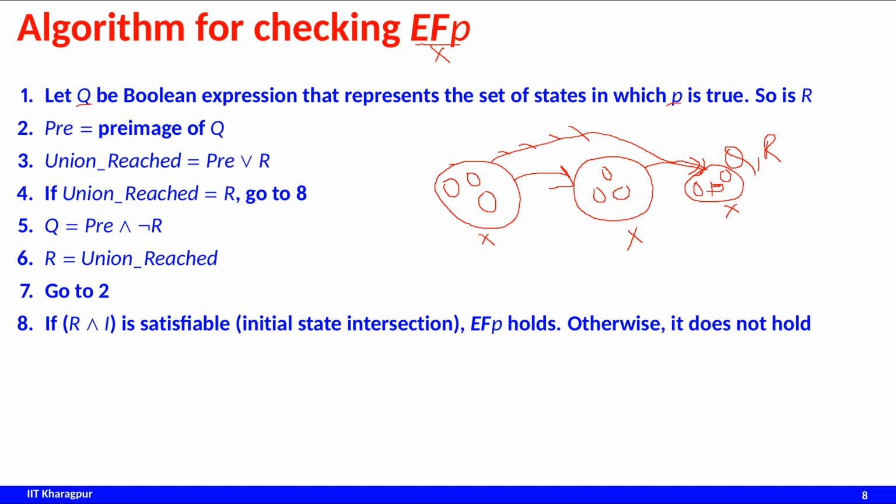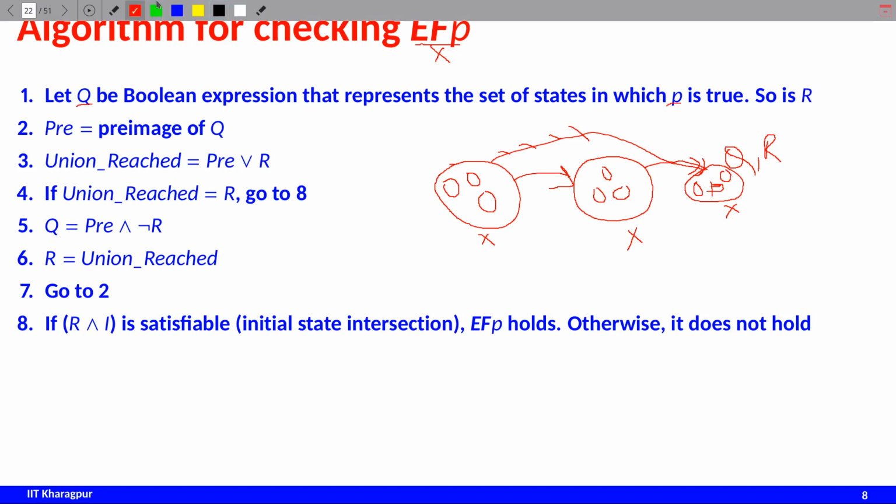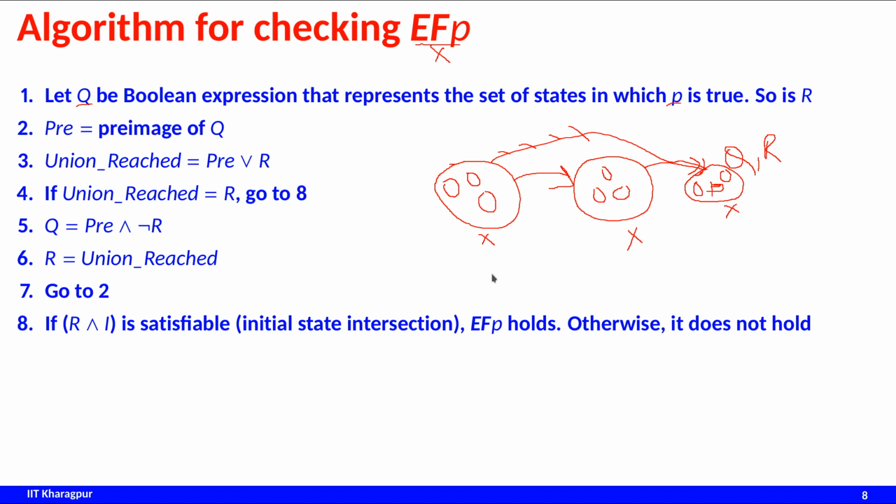So the thing here is the set of states in which EFP is true is actually this set of states. Now that we have figured out when we apply this pre-image one time, the set of states in which EFP is true is these two sets of states, which we will be using as the union reach. So in this set of states, my EFP will be true.